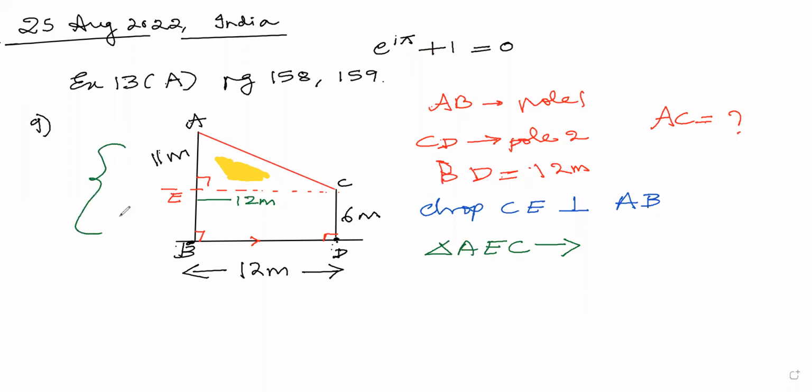Its entire thing is 11. From here to here, it is 6 meters. So from 11, if you take away 6, what am I left with here? So this distance, AE. Let me just put that clearly for you. So this AB represents 11 meters, isn't it?